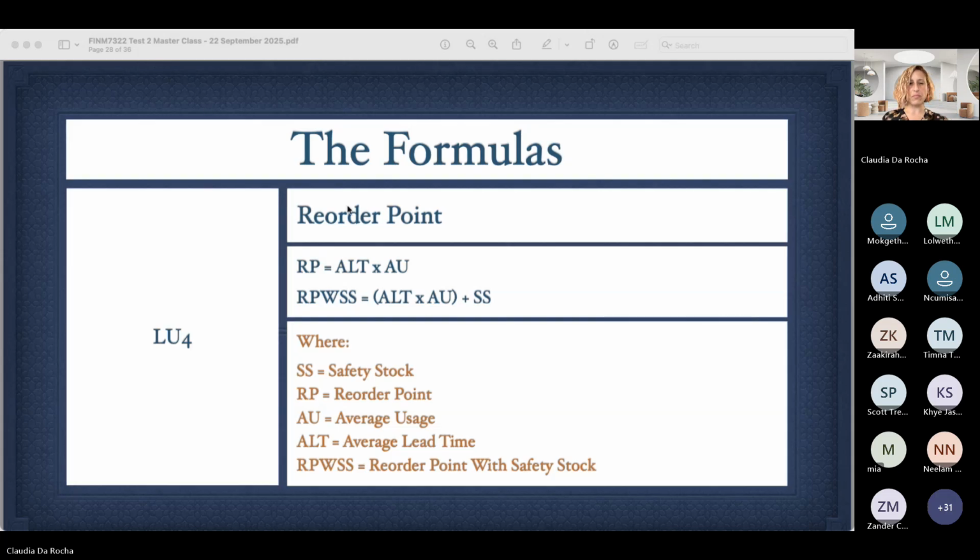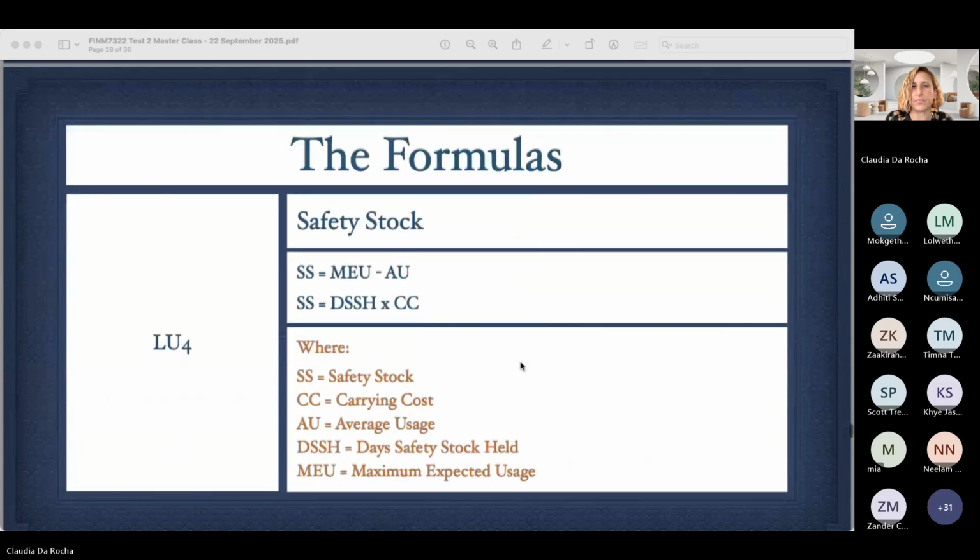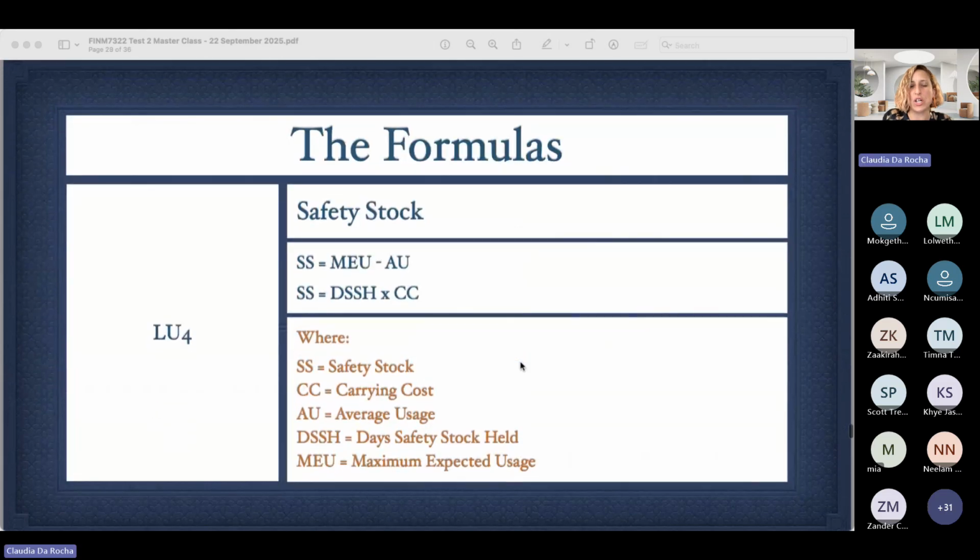Okay, so with safety stock, it is the same formula as we had before, which is your average lead time times your average usage plus your safety stock. So you're going to add your safety stock on top, and there are specific ways to calculate your safety stock. So how do you calculate your safety stock? There are two ways. The first formula is from Financial Management 2A, where you learned how to calculate your safety stock, and it is the maximum expected usage minus your average usage.